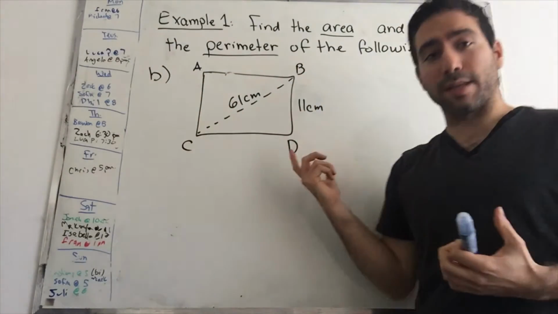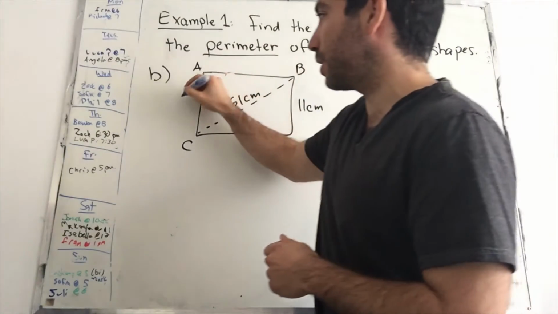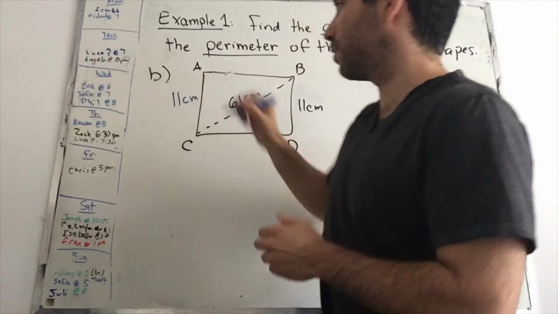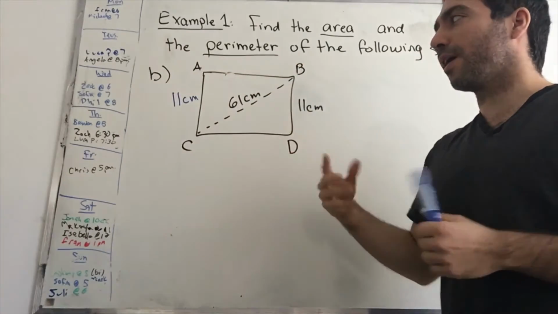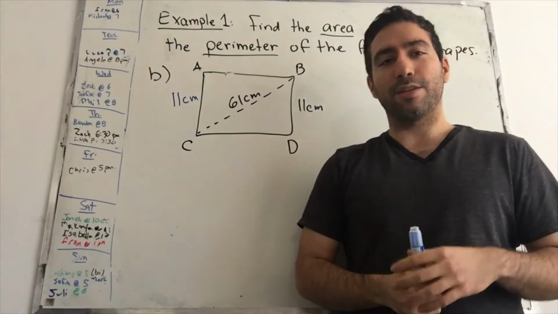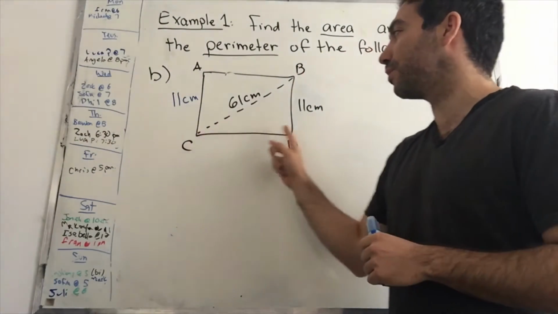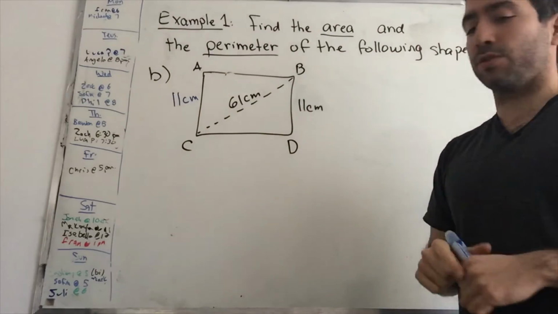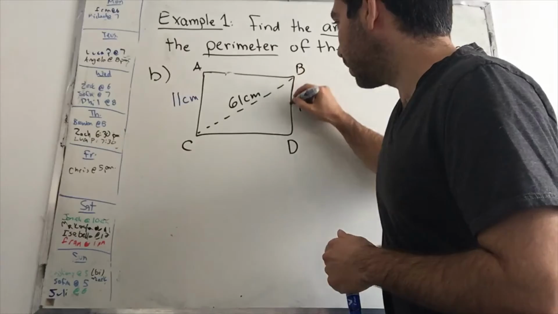Well, since this is a rectangle, we know that opposite sides are the same. So if this side's 11, then we know this side here is 11 as well. In order to add up all the sides, we need the top and the bottom. How do we find that? Well, the trick here is that you have to see that in the rectangle we have a triangle. Okay, so you have to focus on this triangle over here.